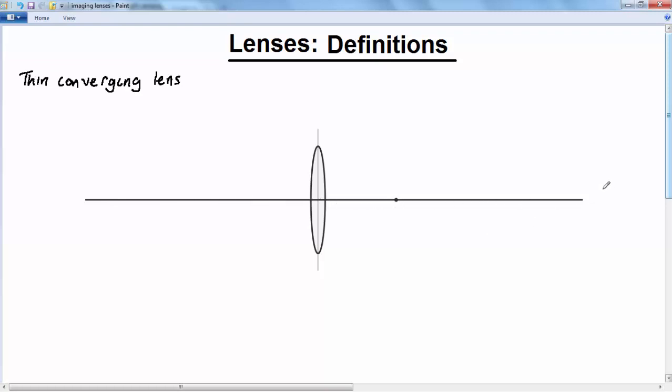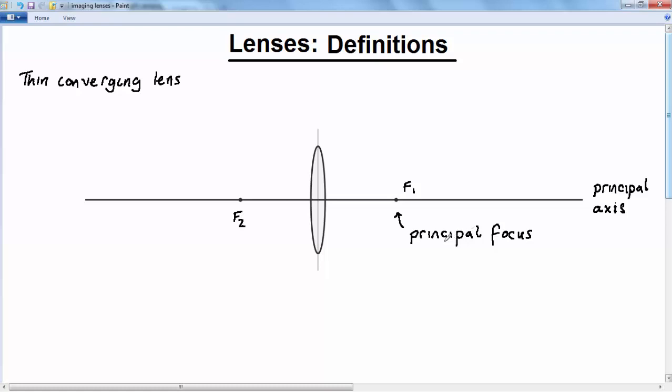This is known as the principal axis, and it may also be known as the optical axis. And every lens has what is known as a principal focus. Okay, so we'll mark this as the principal focus of the lens, and we'll call that f1. And all lenses will have, in fact, two principal focuses either side of the lens. We'll call this principal focus f2.